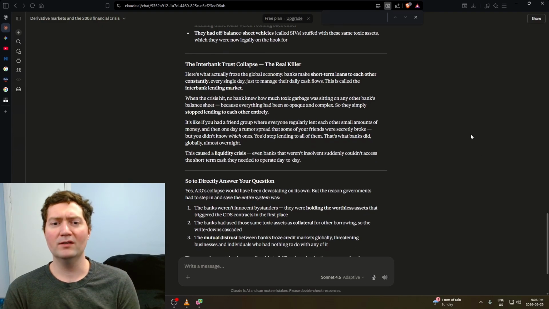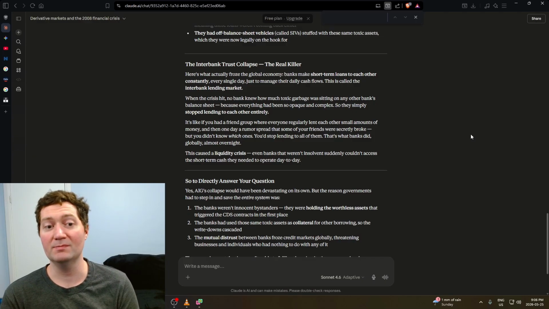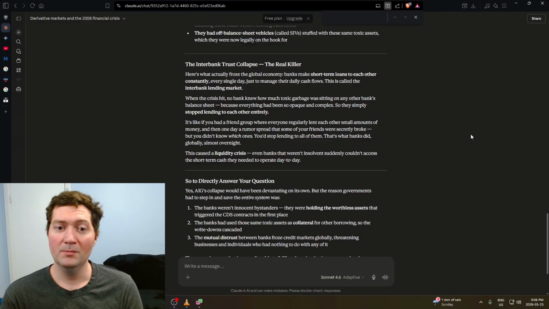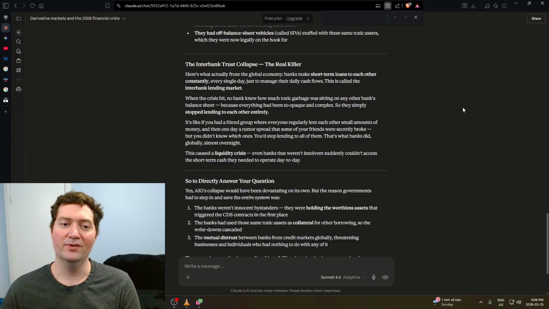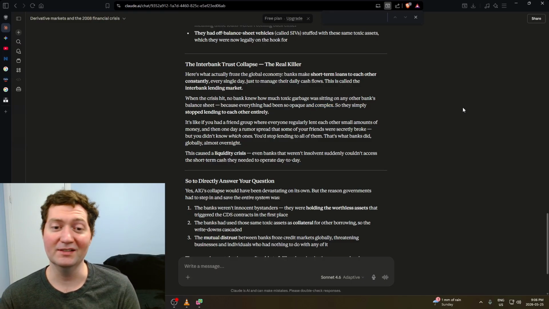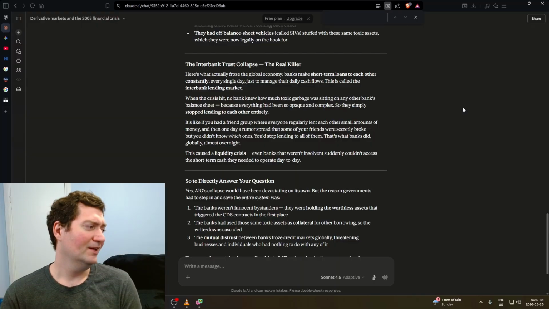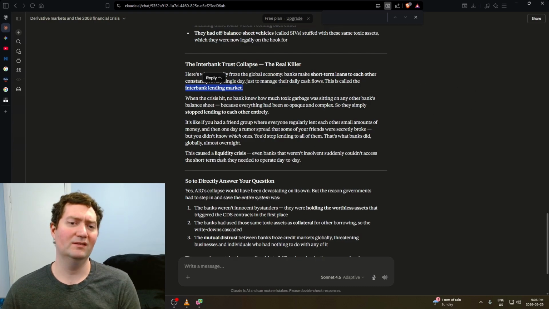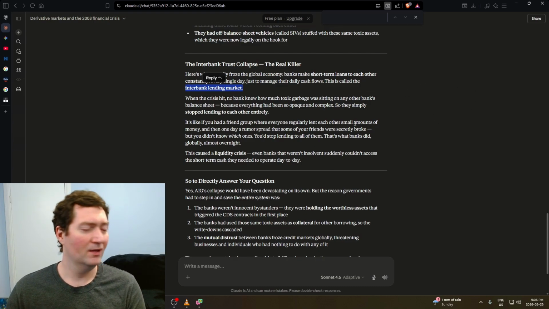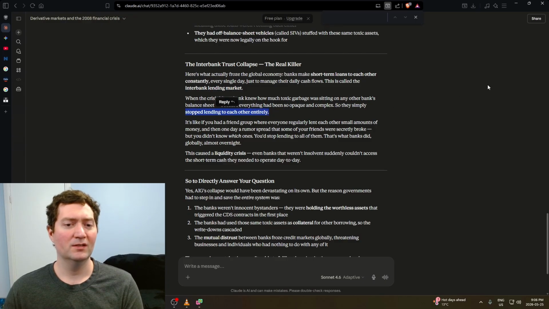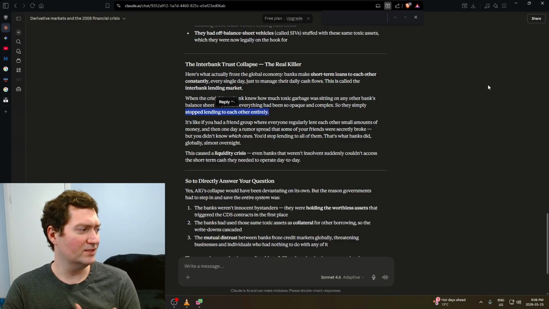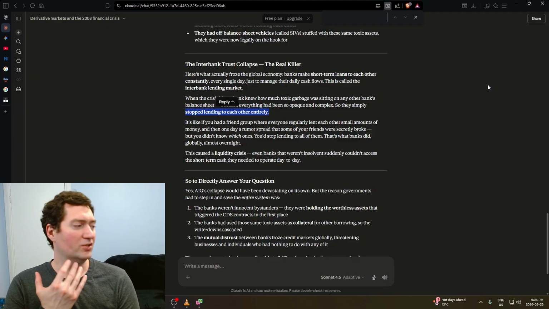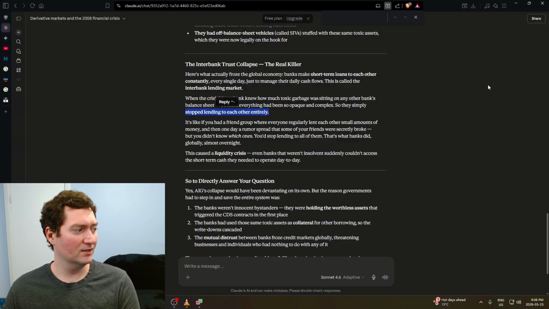When the crisis hit, no bank knew how much toxic garbage was sitting on any other bank's balance sheet. Probably a lot, because everything had been so opaque and complex. Yeah, the complexity on complexity level, right? So they simply stopped lending to each other entirely. Ooh. So there was an interbank lending system that the whole market had kind of become dependent on. But then all of a sudden, nobody knew how many toxic loans this institution was holding because of the complexity. It could have just shut down the lending system entirely.